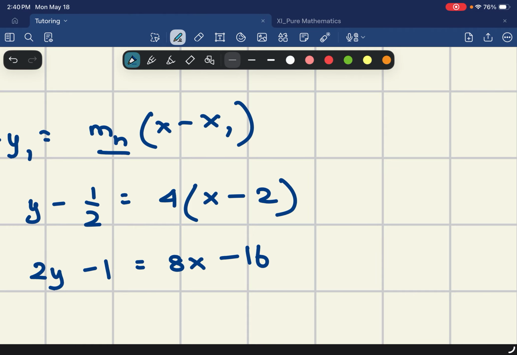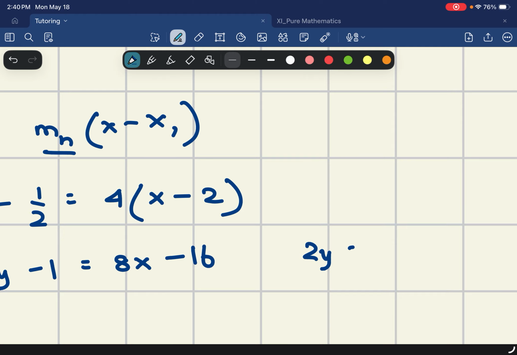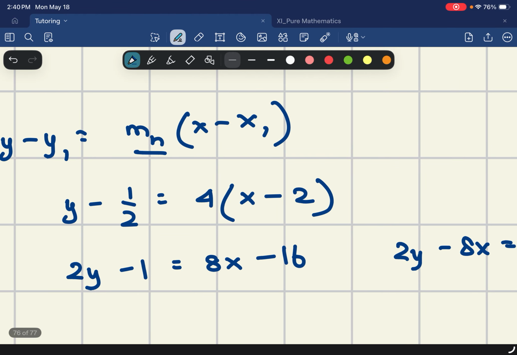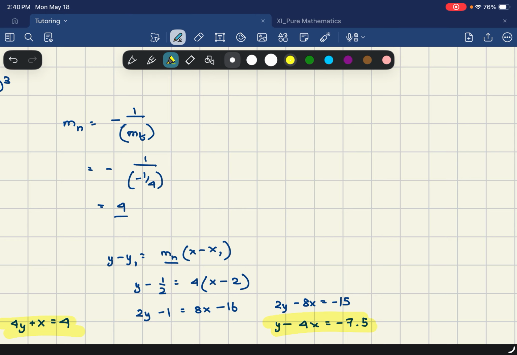So that is going to be, let me think about it. So you have 2y minus 8x is negative 15, I think. Yeah, if you add 1 on both sides and you subtract 8x. If you divide by 2, you are going to get this expression. Yeah, so this is the correct answer. This is the one that the textbook has. If you add 4x on both sides, then you get y is equal to 4x minus 7.5. But this is your correct answer.